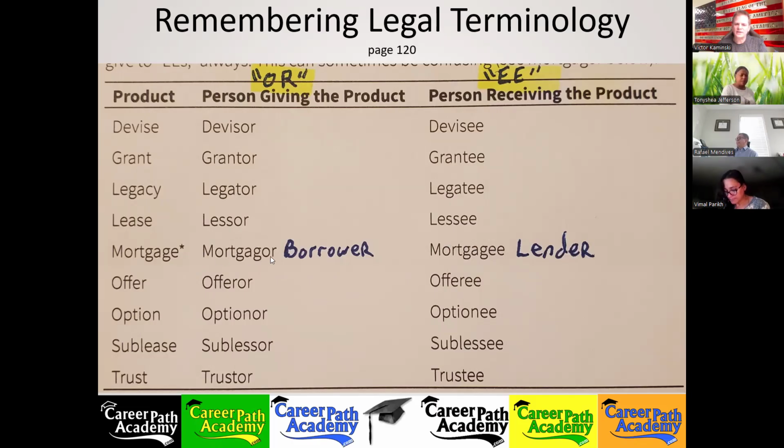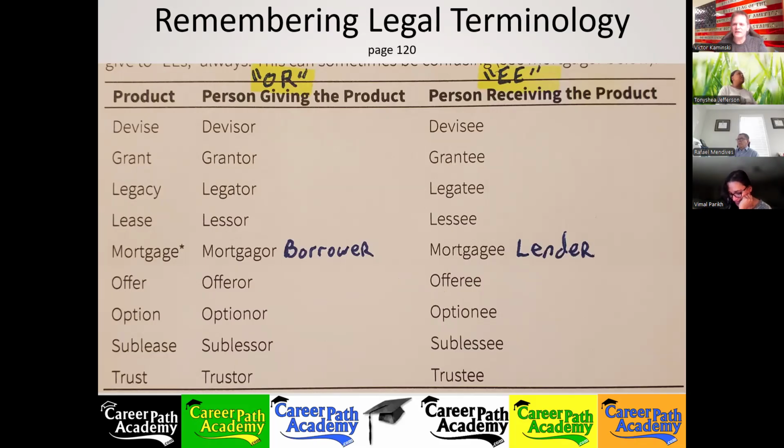Mortgage has two O's in it, borrower has two O's in it. Mortgagee has two E's in it, lender has two E's in it. Or you could just remember it this way: the mortgagor is the borrower. Or you could sing it. It rhymes. The mortgagor is the borrower. Then you don't even need to think about it. You could just sing it. Okay. Who's the mortgagor? The borrower.